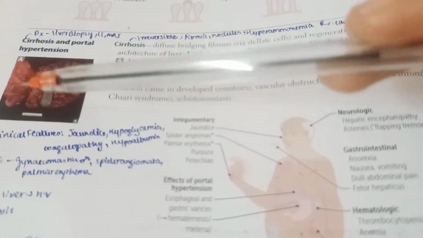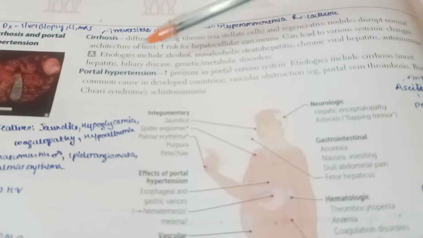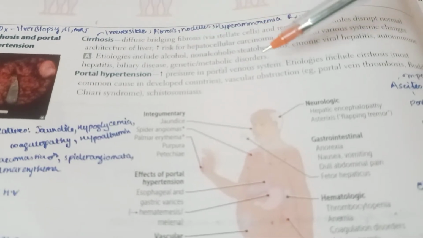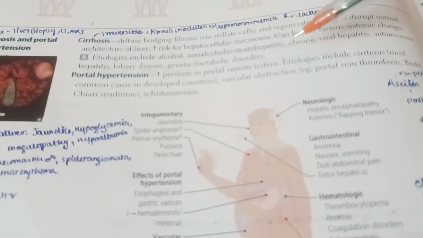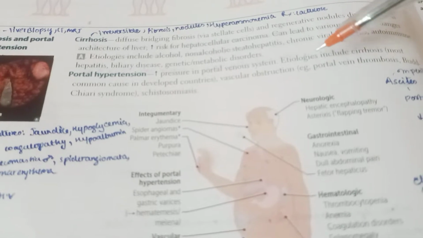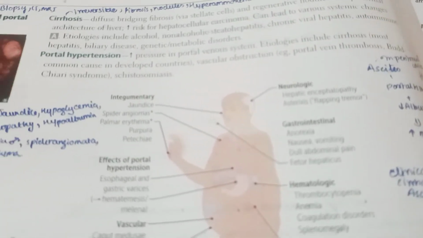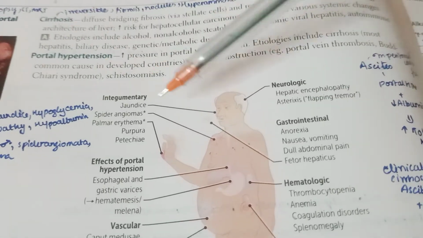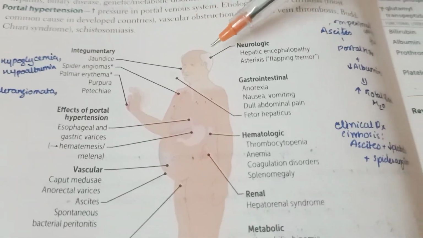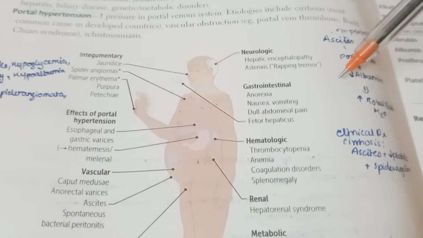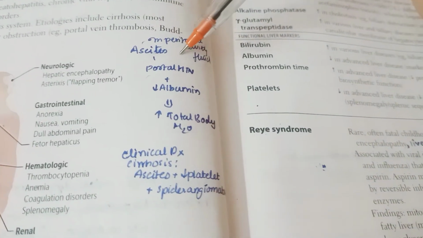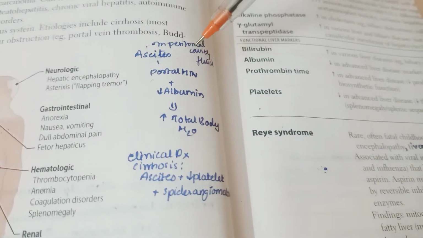Whatever the disease is, because of the blockage in the liver, there is portal hypertension, an increase in pressure in the portal venous system. Etiologies include cirrhosis, vascular obstruction like portal vein thrombosis or Budd-Chiari syndrome, and schistosomiasis. What is the problem here? The first thing you observe is ascites, which is fluid in the peritoneal cavity.